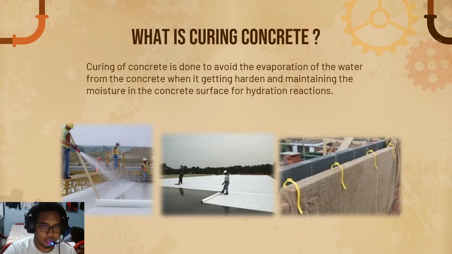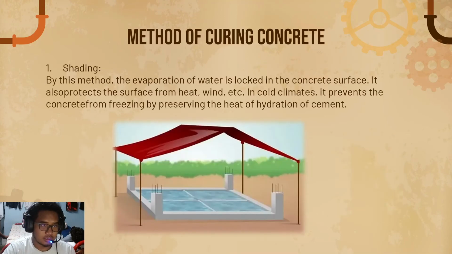What is curing concrete? I will explain about curing. Curing of concrete is done to avoid the evaporation of water from the concrete as it hardens, and to maintain moisture in the concrete surface for hydration reactions. So there are several methods. I will explain to you about the methods of curing concrete.